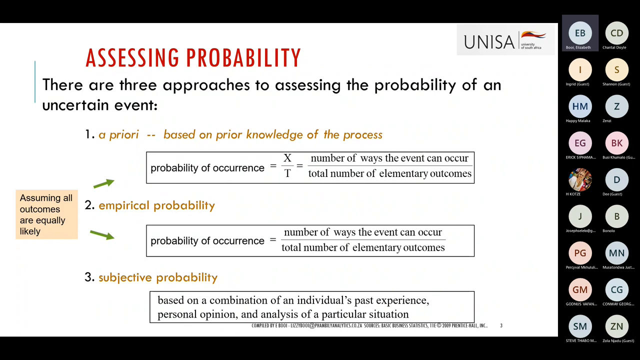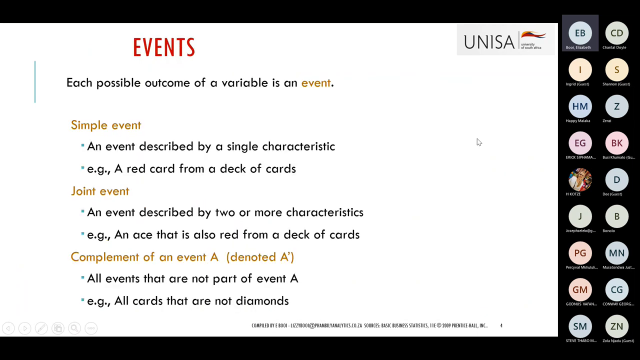And those are subjective to the researchers as well. I've already alluded to an event, and we know that an event happens when you create an event. It's like when you're tossing a coin or pulling a card or rolling a die or the sun coming up. That is an event. And an event has possible outcomes that can happen.